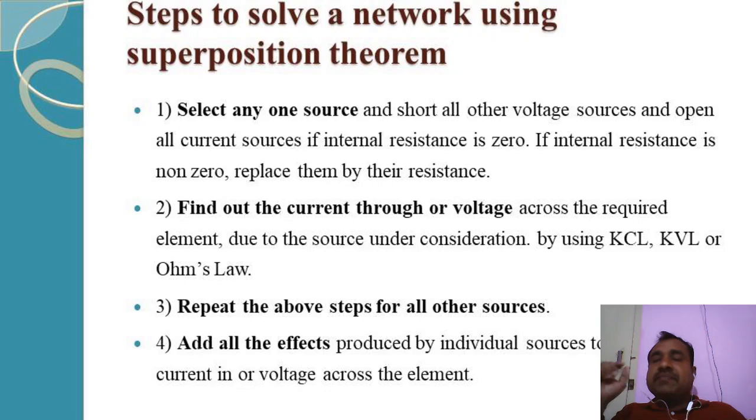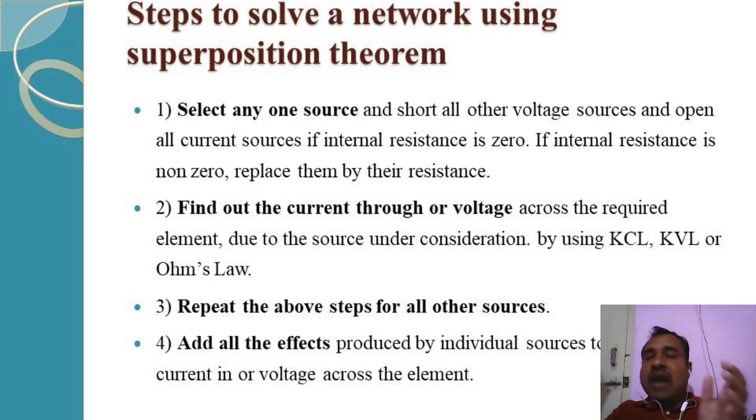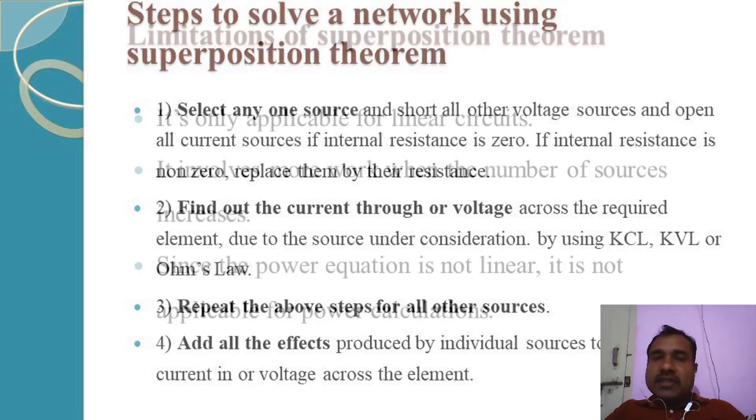The third step is to repeat these steps for all other sources in that network, and in the last step, add all the effects produced by the individual sources acting alone. You add all these results, and that is the total current or voltage at that point. Now let us take an example for this.